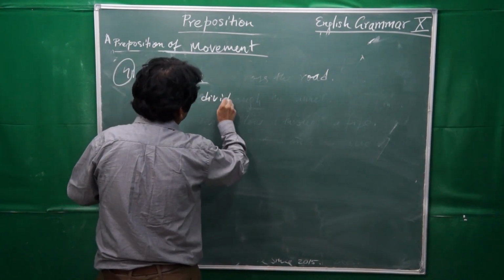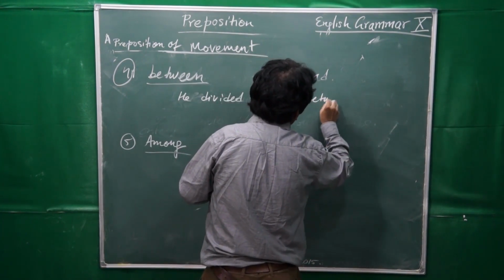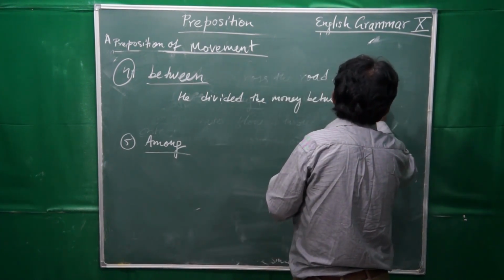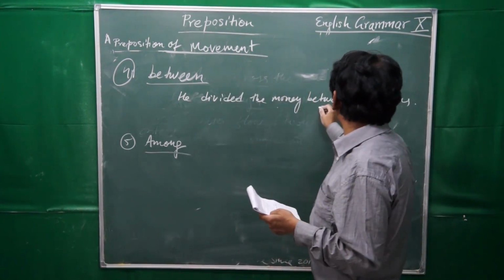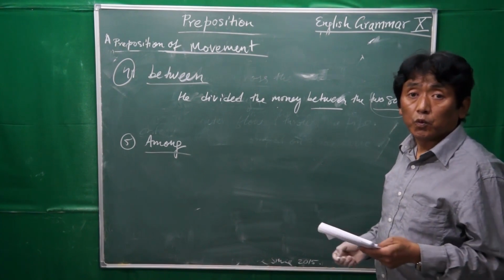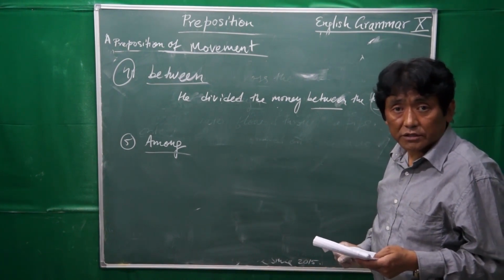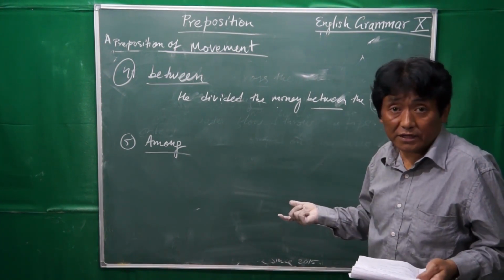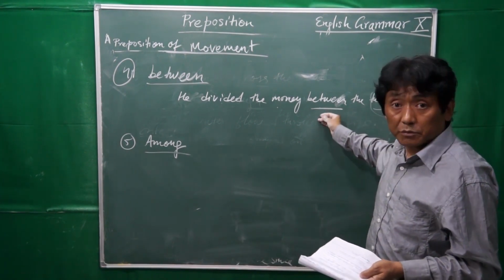See, he divided the money between the two sons. Okay, he must be the father. He divided the money between the two sons. When you use between, there has to be two. You cannot write down, he divided the money between the three sons. You cannot write, he divided the money between the one son. You cannot write that either, right? So there has to be two of them in order to use between.